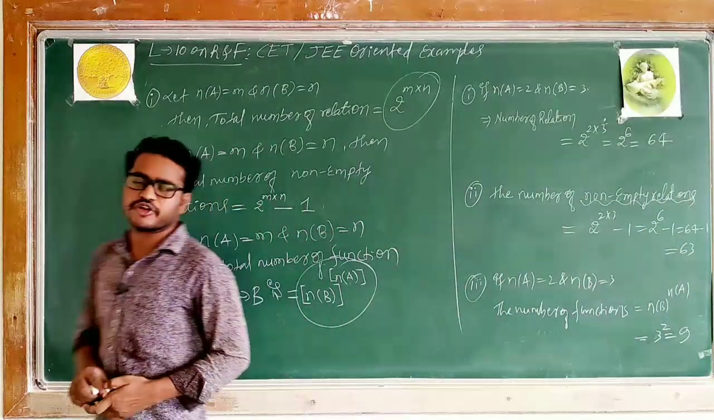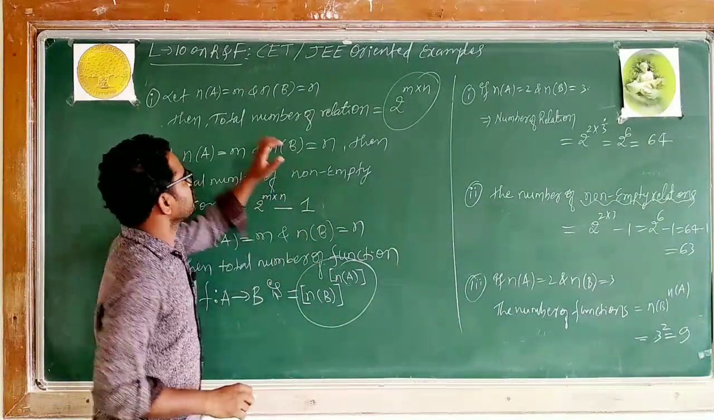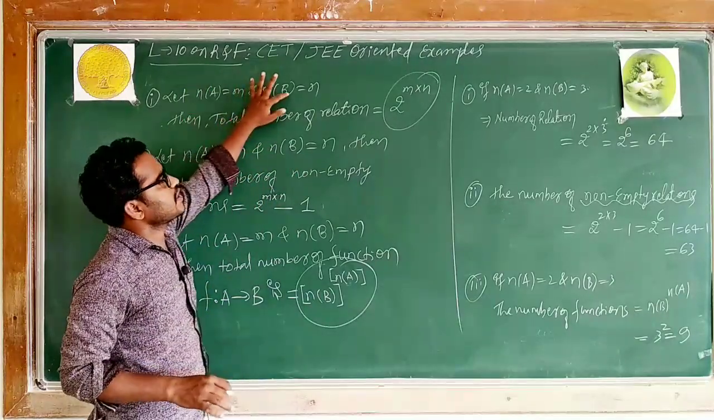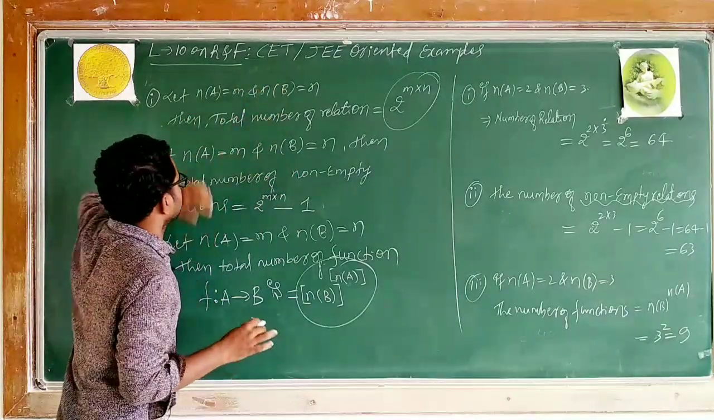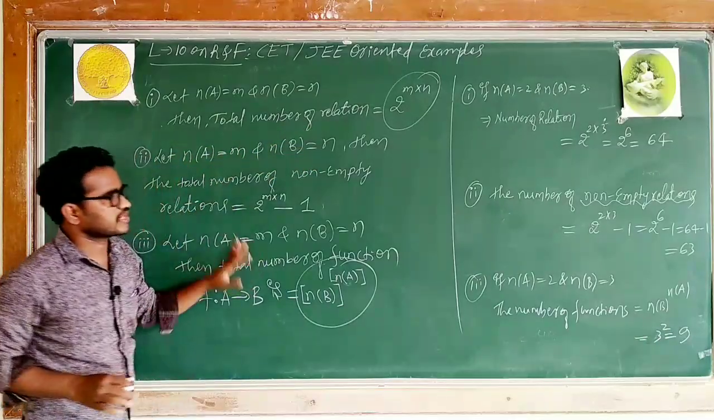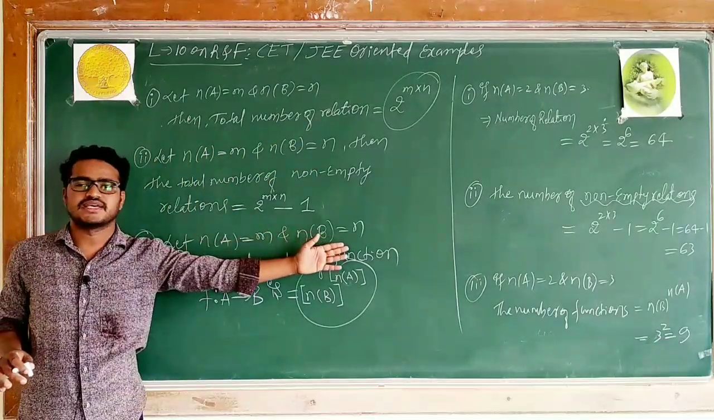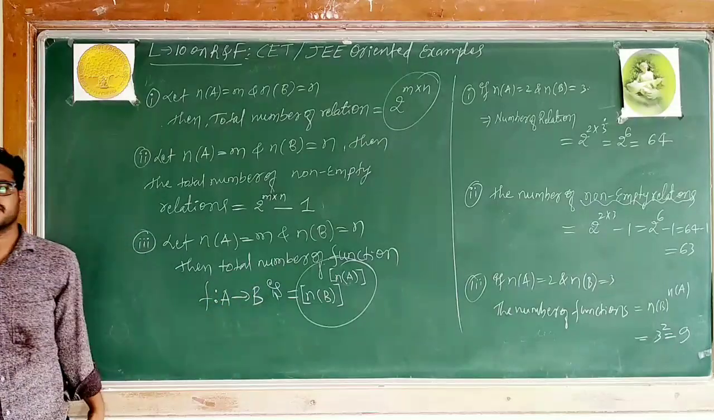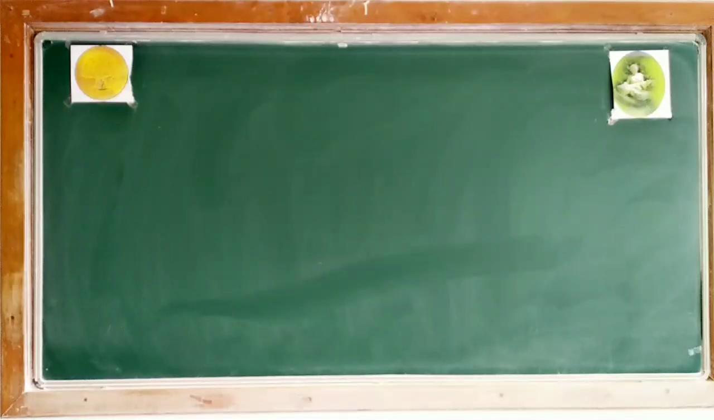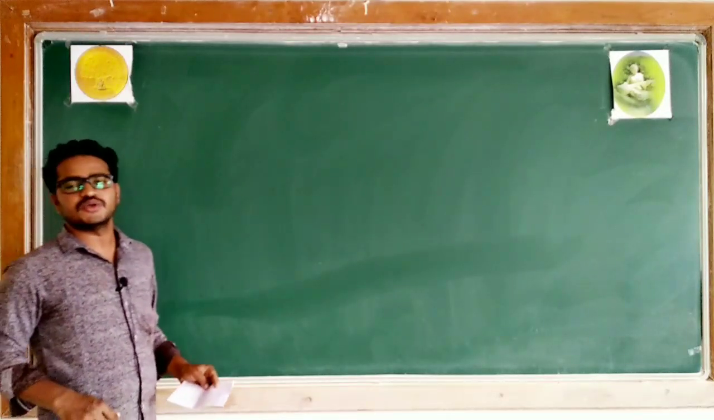According to these points, you can find out. N of A, m may be any number, n of B any countable number. Here also same, this also same. Knowing these points, you can say that. Now I will take some CET oriented problems.